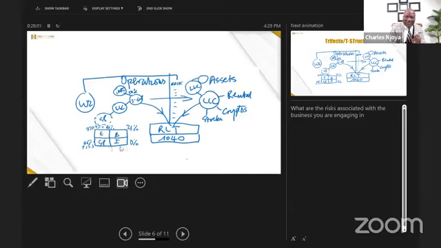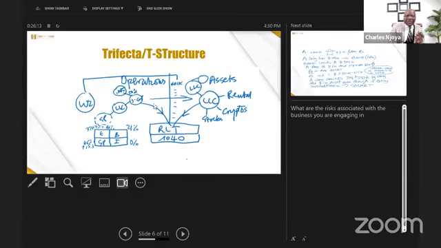Now, I have made this small quadrant here. This is what you call the tax quadrant. Again, we're talking about structure here. Some people call it the trifecta. Some people call it the T structure. We all belong to one of these quadrants, starting with the one on the lower left of the table.